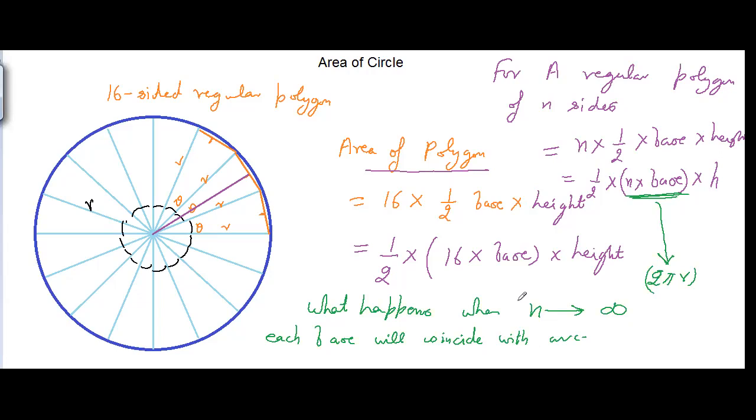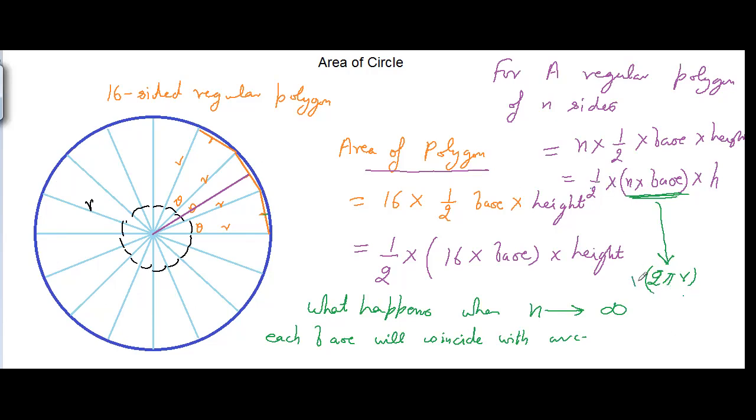Those who are not able to understand, I can repeat this class also sometimes, whenever you will ask. So this 1 base, 2 base, 3 base, how many bases are there? N. Each base is becoming close to the arc. It is going to coincide with the arc in length. So adding n bases means adding n arcs. N arcs are actually the n parts of the circle. So adding the n arcs means getting the circumference. So n times the base will become the circumference of the circle.